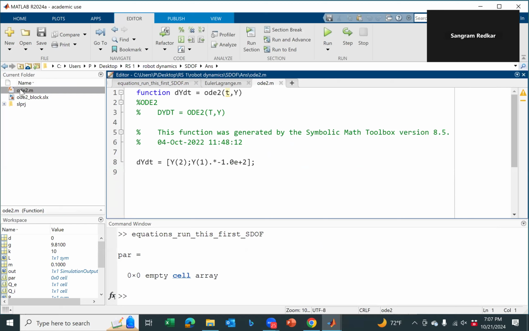ODE2.m is actually the MATLAB code or the function that takes that differential equation and writes that differential equation in a state space form so that the ODE45 solver can solve it.